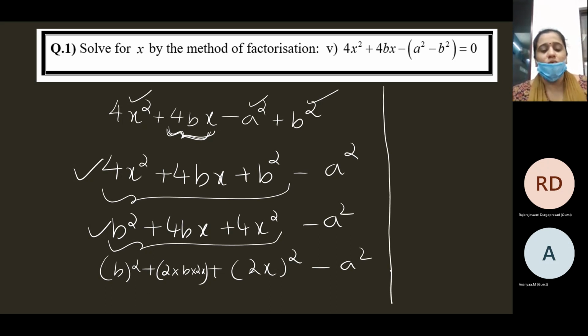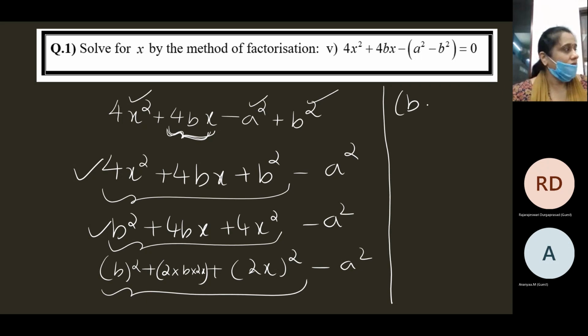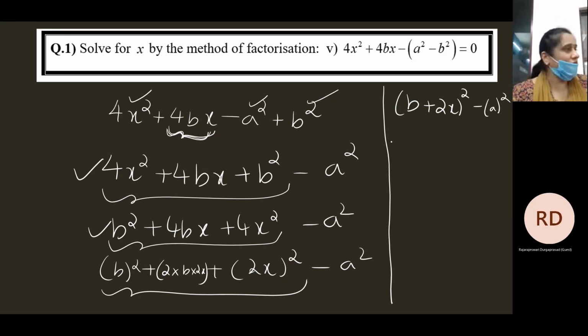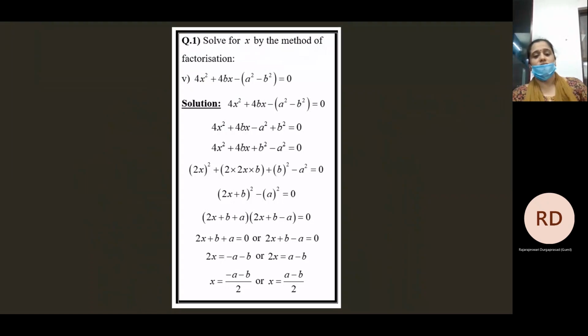Now see here, what do the first three terms make? B plus 2x the whole square. Very good. B plus 2x the whole square minus a the whole square. Correct? So now this is of the form x square minus y square, or p square minus q square, which is p plus q into p minus q. Write down quickly.